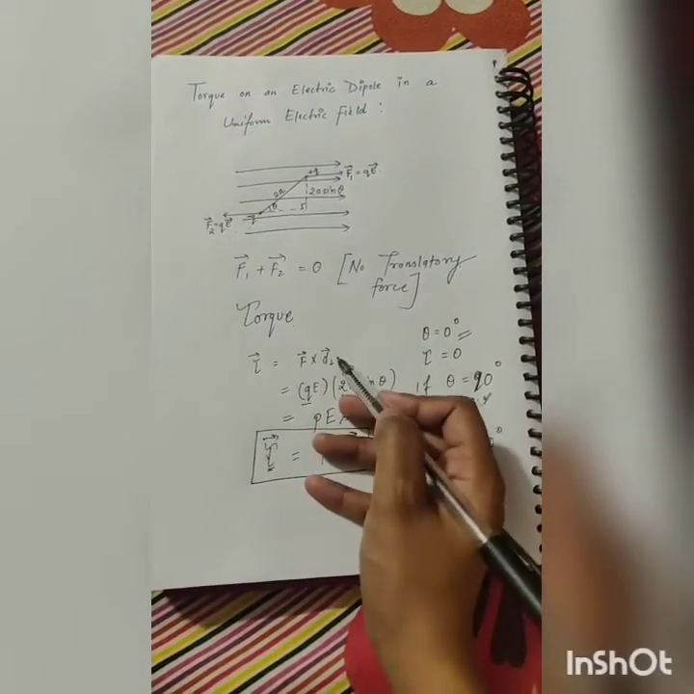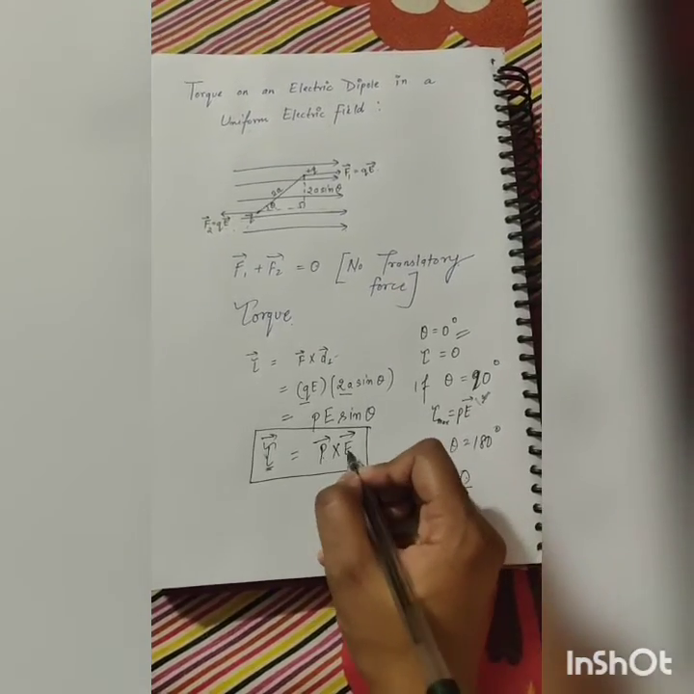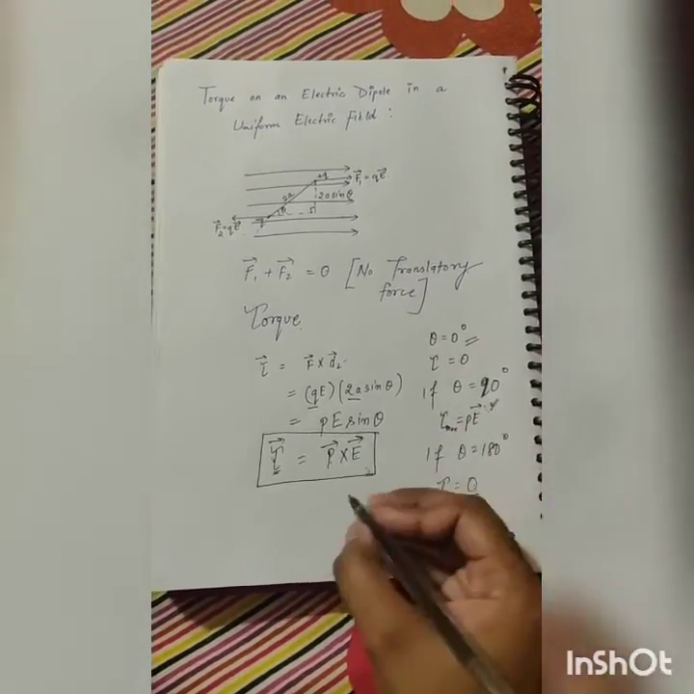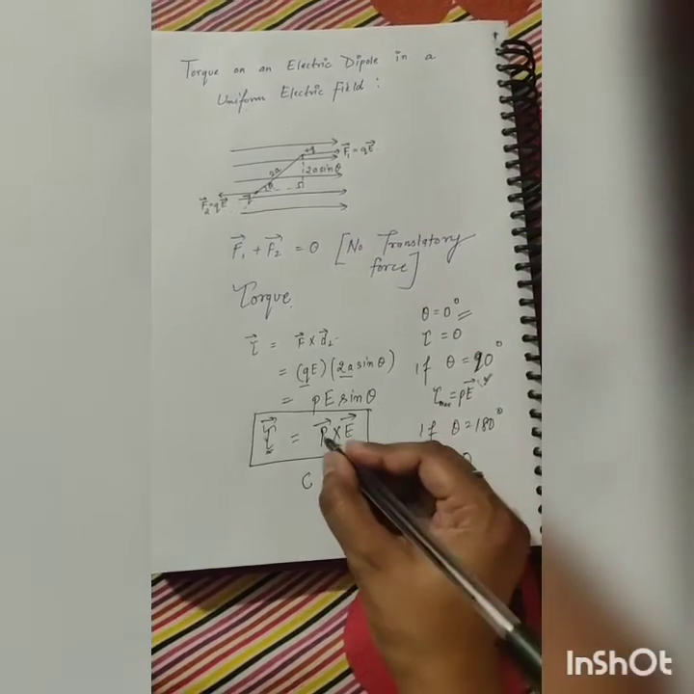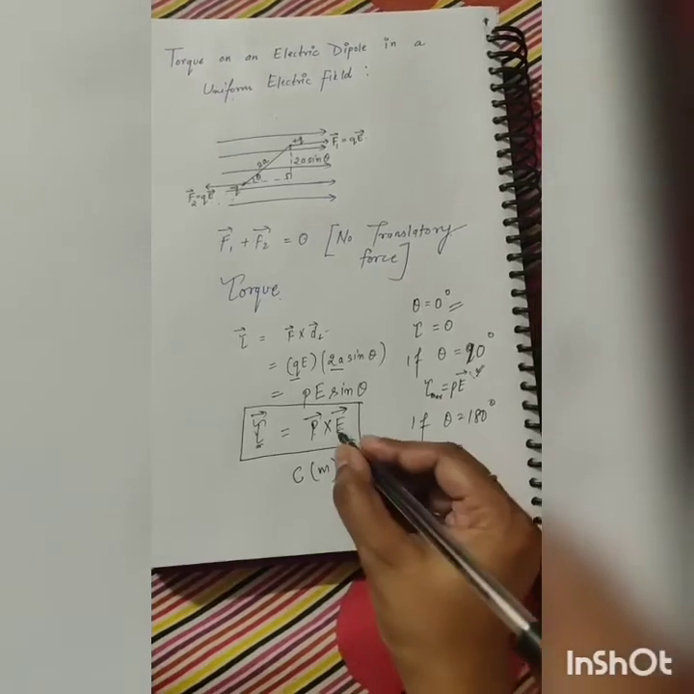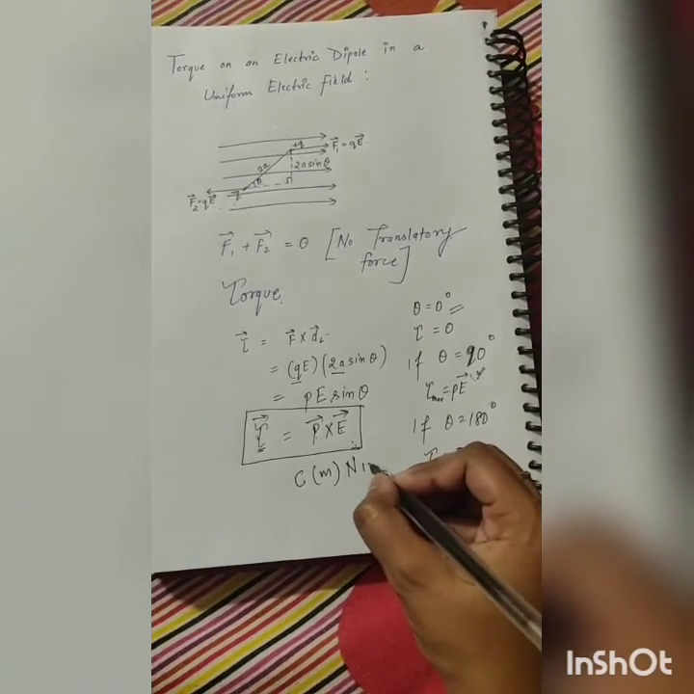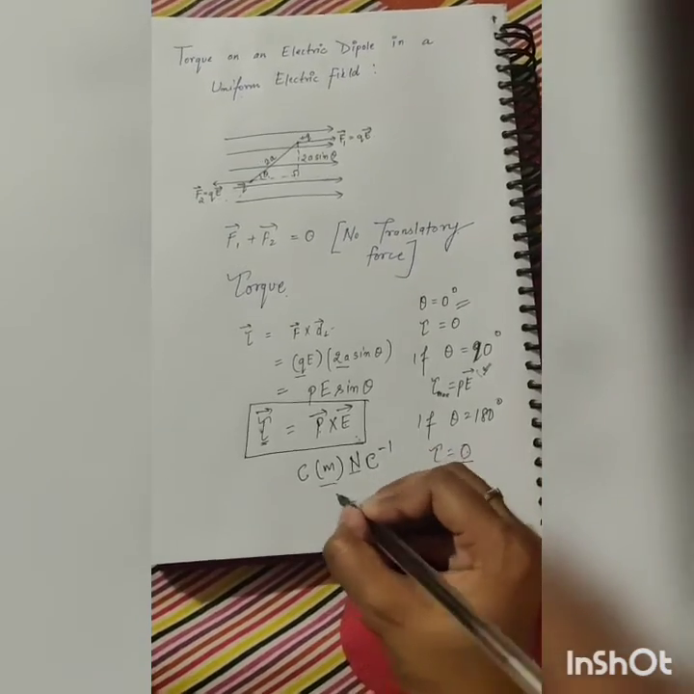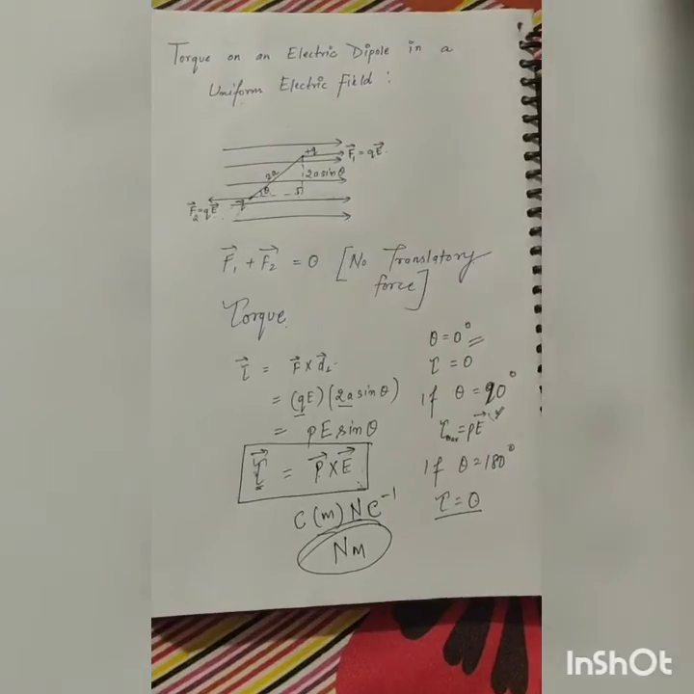It can be Newton meter, and in terms of p and E also you can find it out, which will be the same. For example, for p, which is q into distance, q means coulomb, distance is meter, and for electric field this is Newton per coulomb. So again it is going to be Newton meter. So the SI unit of the torque is Newton meter.